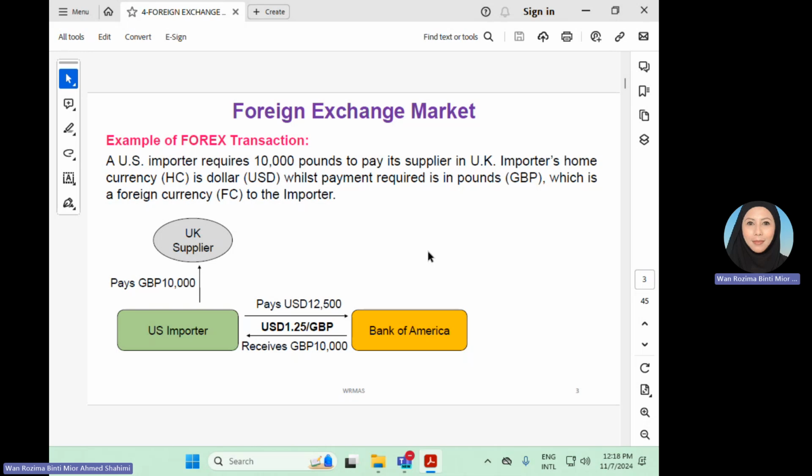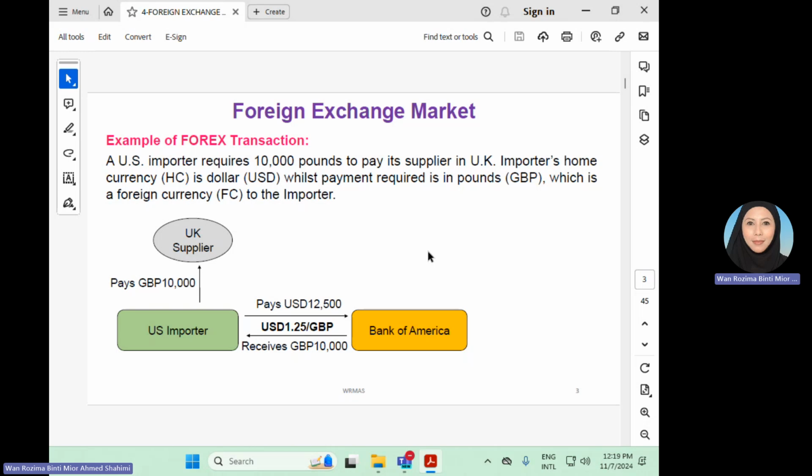So put yourself as the importer, whose own currency is definitely USD. Am I right? It happens that the payment, or the invoice, is not quoted in USD, but instead in British pound. So you know that you have to exchange from USD, your home currency, to foreign currency. In this case, the foreign currency is British pound, GBP. So this is where the forex transaction happens, just a simple one.